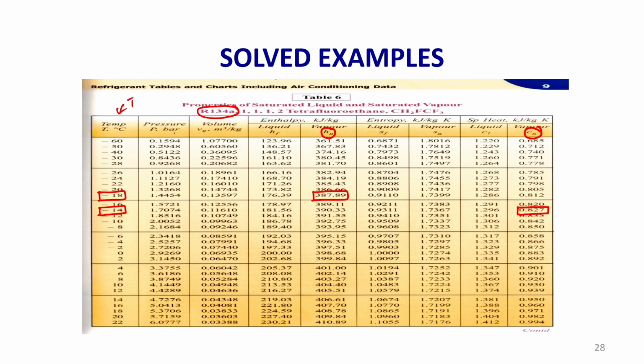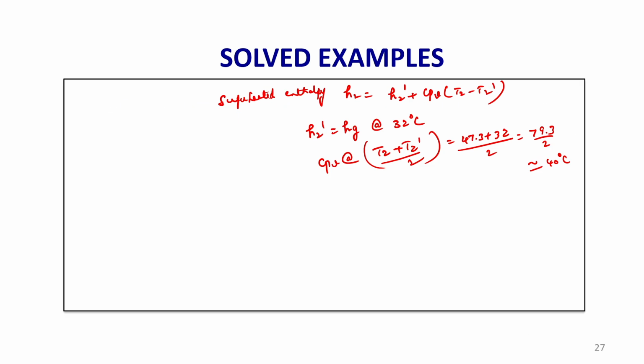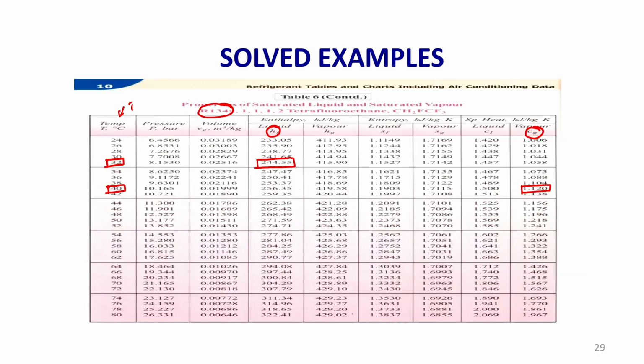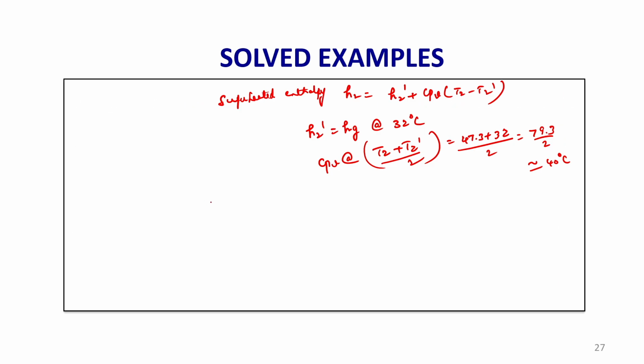Let us look at the table. Cp of vapor at 40, what is this value? 1.120, this is what I have taken and substituted. And enthalpy at 3 you can find out easily. What is the enthalpy at 3? Enthalpy at 3 is equal to liquid enthalpy corresponding to 32, like we have done before. State 3, so this is state 2.